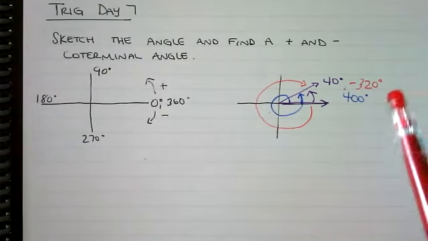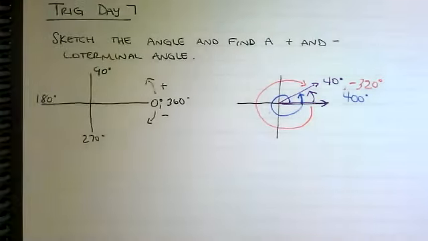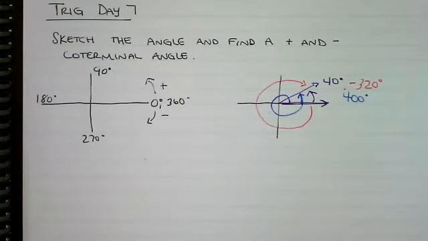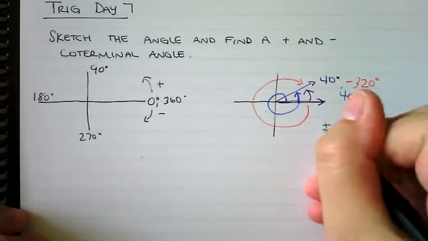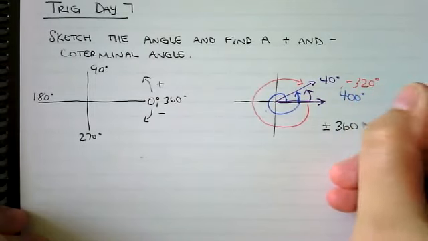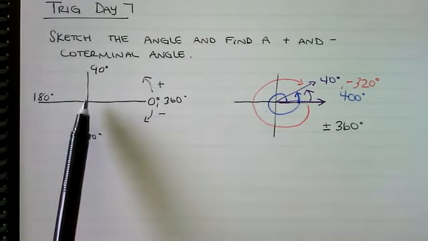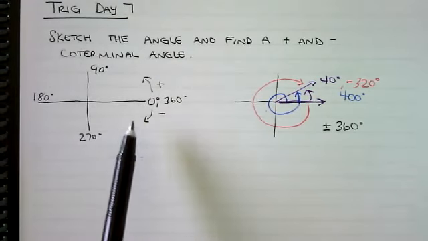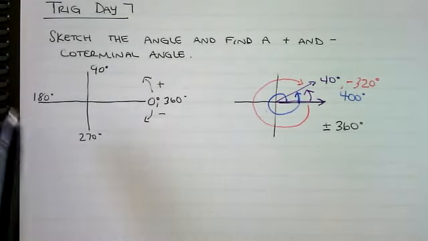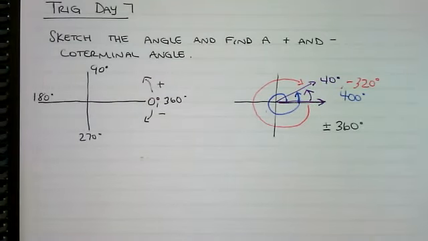And for the negative, I could keep doing that too. I could keep subtracting 360. I could keep adding 360. So to find a coterminal angle, you are either adding or subtracting 360 degrees, because that's a full rotation. So to draw, we need to make sure that we are starting at 0 and then, if it's positive, we are going counterclockwise. If it's negative, we are going clockwise. To find our coterminal angles, you're just adding or subtracting 360 degrees.